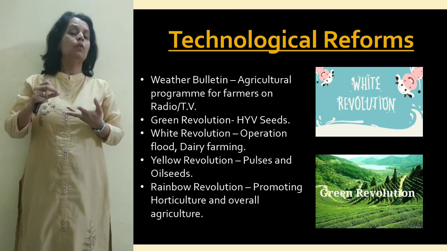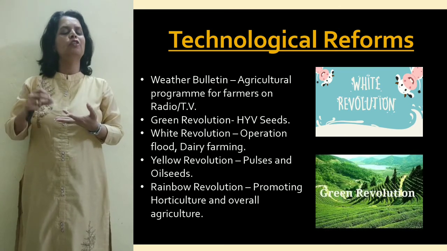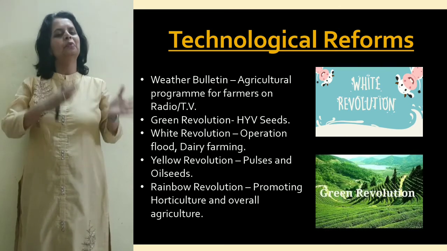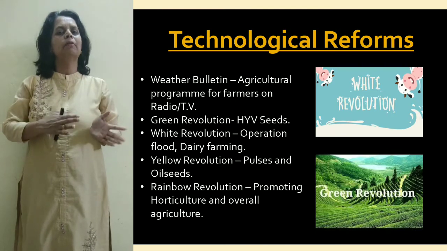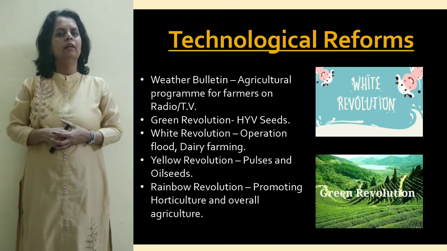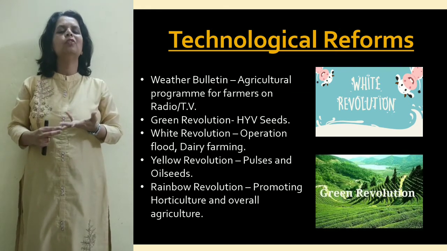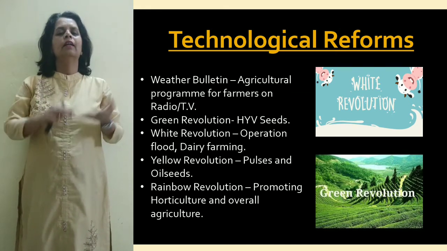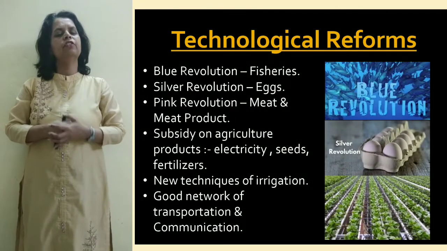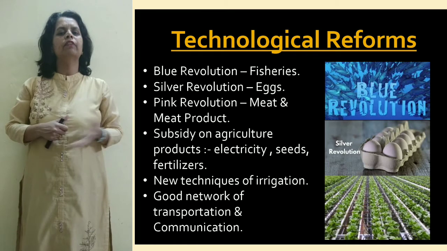Then we have the White Revolution, popularly called Operation Flood. It was initiated for dairy products and dairy farming, to give a boost to these. Then we have the Yellow Revolution, for pulses, to give a boost to them. The Blue Revolution is for fisheries, and the Silver Revolution is for eggs.